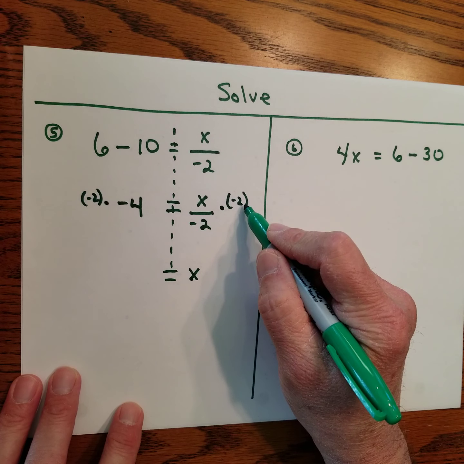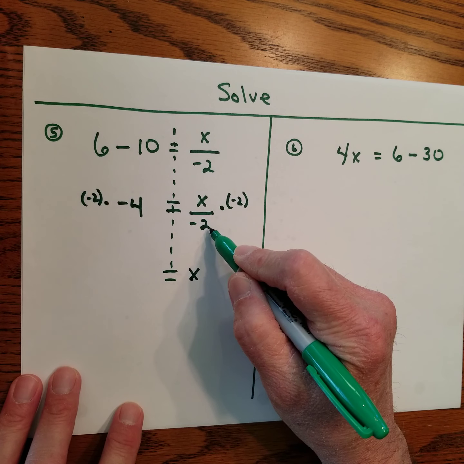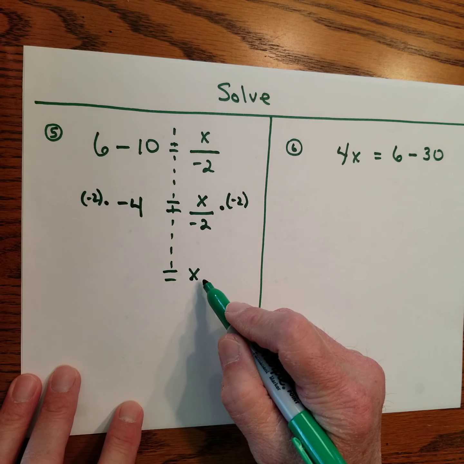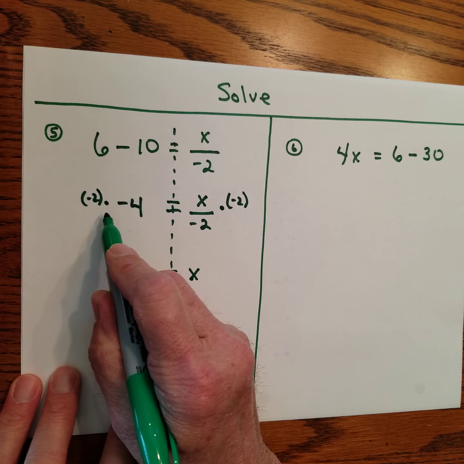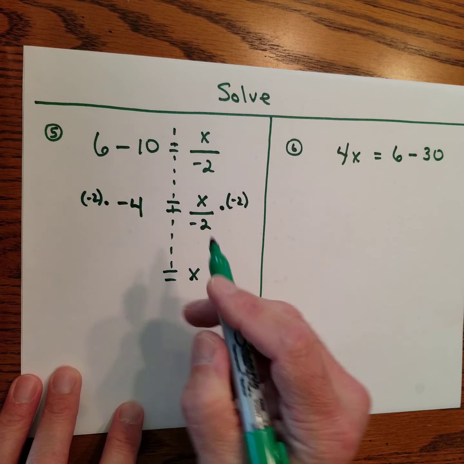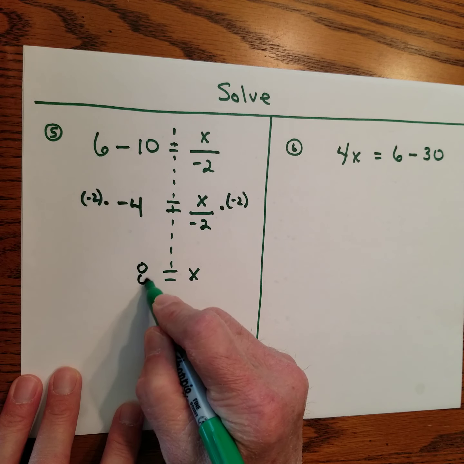That way, this negative 2 in the top and this negative 2 in the bottom cancel and give me 1. 1 times x is x. And on this side, when I multiply a negative times a negative, I get a positive.